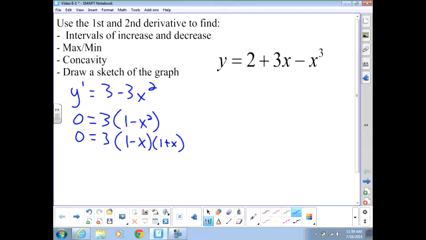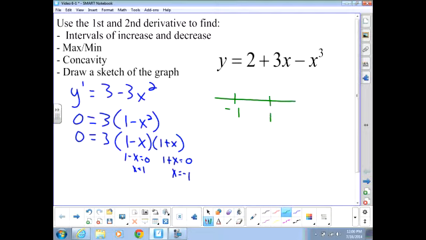Remember, you only have to set parts that have an x equal to 0. So when you set 1 minus x equal to 0, you get x equals 1. And when you set 1 plus x equal to 0, you get x equals negative 1. Now, because this was a polynomial, there's no places where it will not exist. So our only critical numbers that we'll put on the number line are that 1 and negative 1.